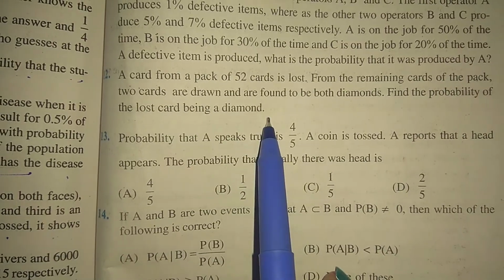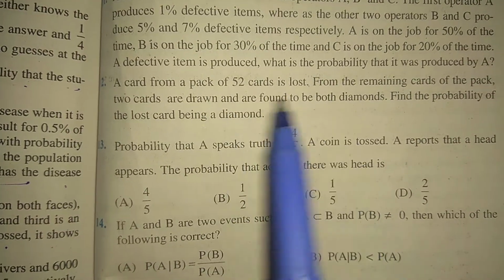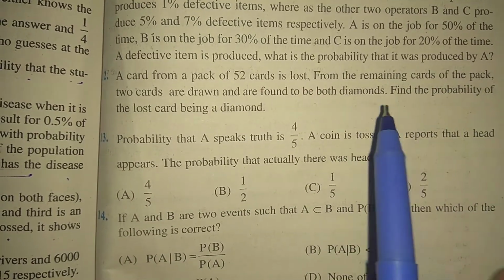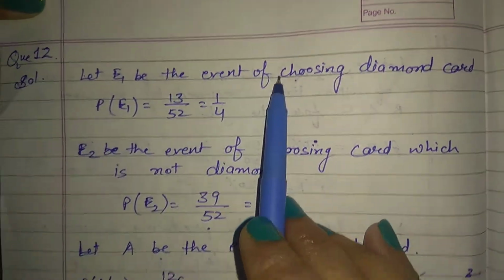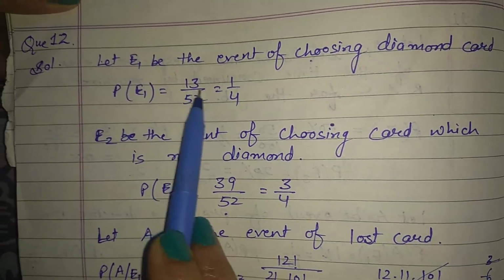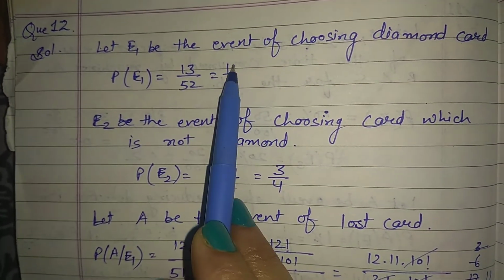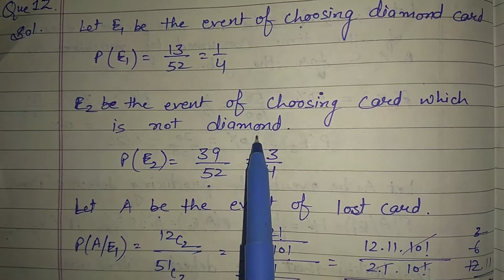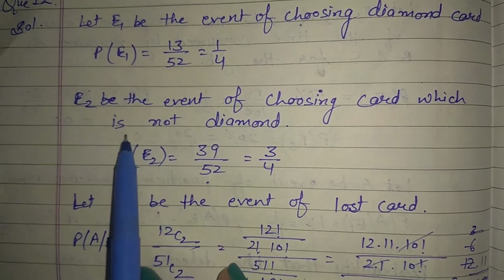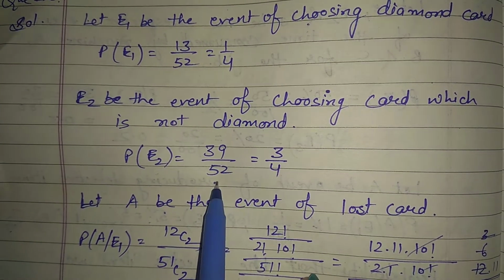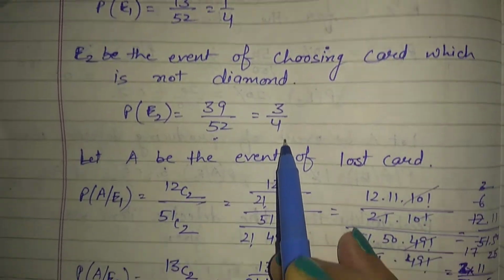So in this case, we will take 2 cases, E1 and E2: in the first a diamond card is lost, or in the second a diamond card is not lost. So E1 be the event of choosing a diamond card. So what is P(E1)? 13 upon 52, because there are 13 diamond cards and total are 52. Then the probability is 1 upon 4. And E2 be the event of choosing a card which is not a diamond. Choosing means the lost card here. So that is not a diamond. So the rest are 39. Okay, remaining cards are 39 and total are 52. Then that means the probability is 3 by 4.